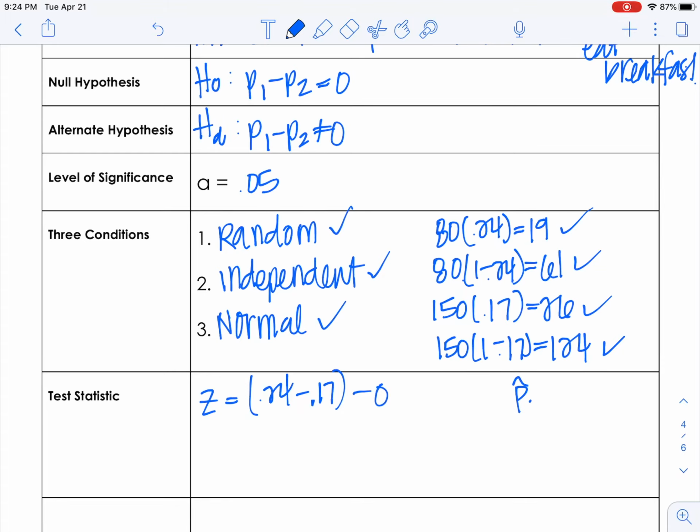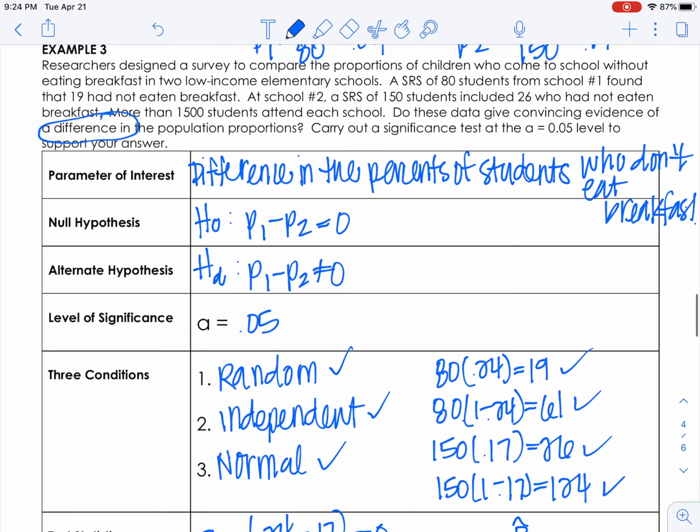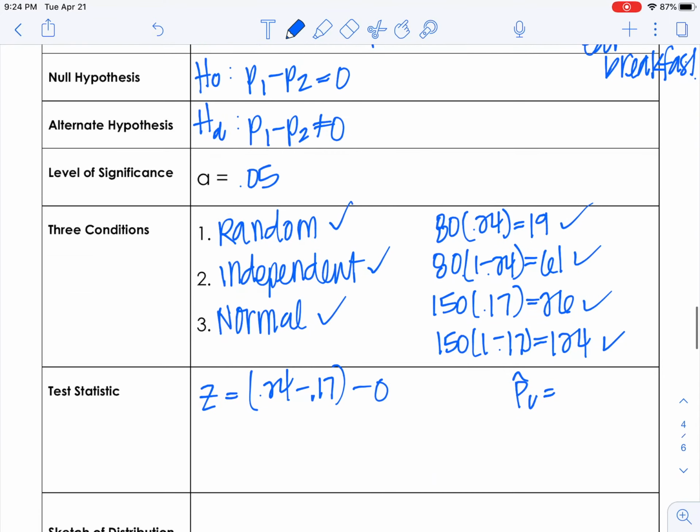Then we have to find our PC. And so we're going to take the count of successes. So in school 1, that was 19, school 2, 26. Over the 80 plus 150. Okay, so 19 and 26 is 45. And 80 plus 150 is 230. 45 over 230 is 0.20, 0.195 to be specific, but then when you round.